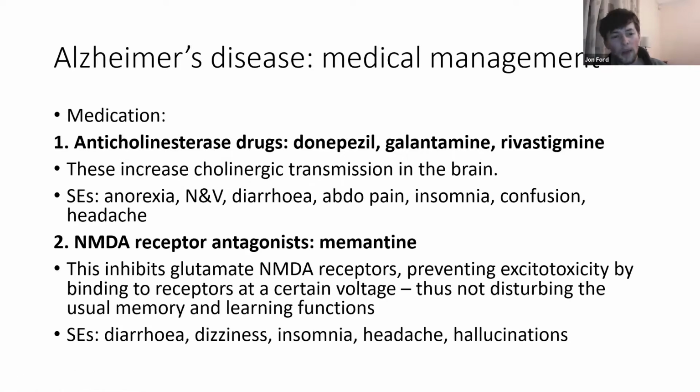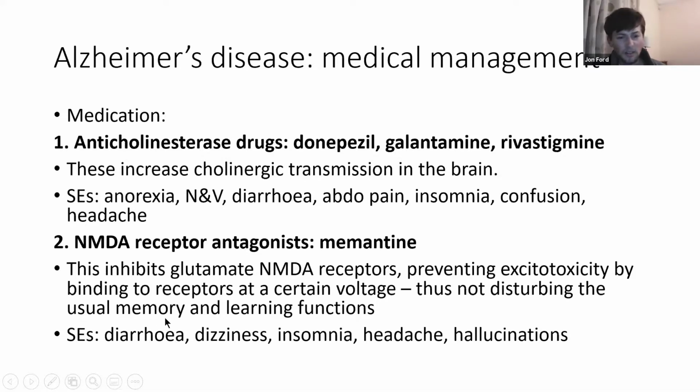And if you're aware that NMDA is often involved in wakefulness, you'd wonder why you would want a drug that antagonizes this if you're trying to help somebody's memory. It's actually because it prevents the excitotoxicity that is sort of killing the cells. But it doesn't affect your memory and learning functions because it's triggered by a certain voltage level, so the lower voltages get to keep going. But just be aware of those drug names because they are useful to know for exams.